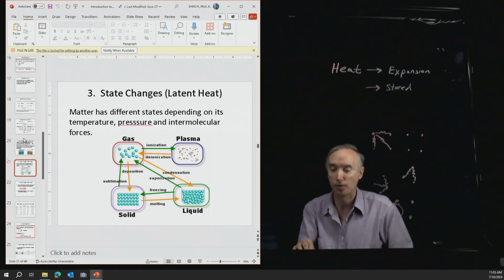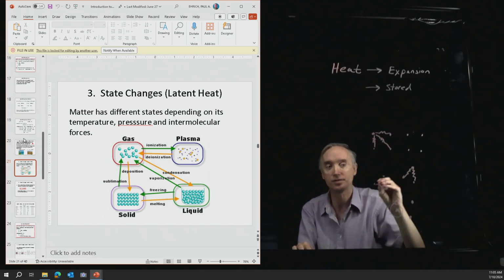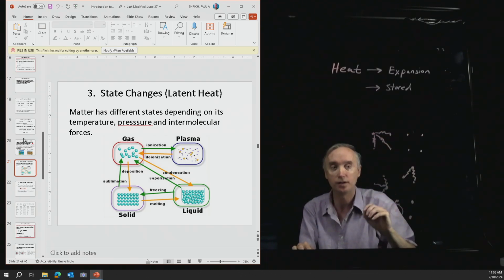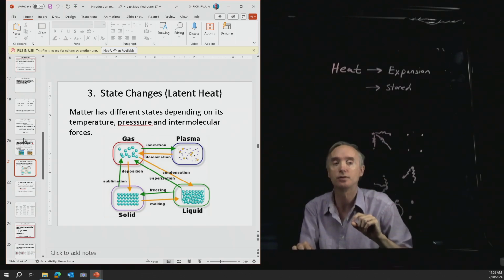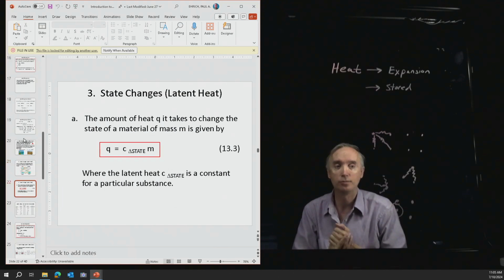Okay, and then this is going to be called latent heat. So this one, when it's stored, is going to be called specific heat or heat capacity. And so now we're going to be talking about latent heat: the amount of heat that it's going to need in order to change the state of a material. So let's take a break, and when we come back, let's apply some mathematics to it.